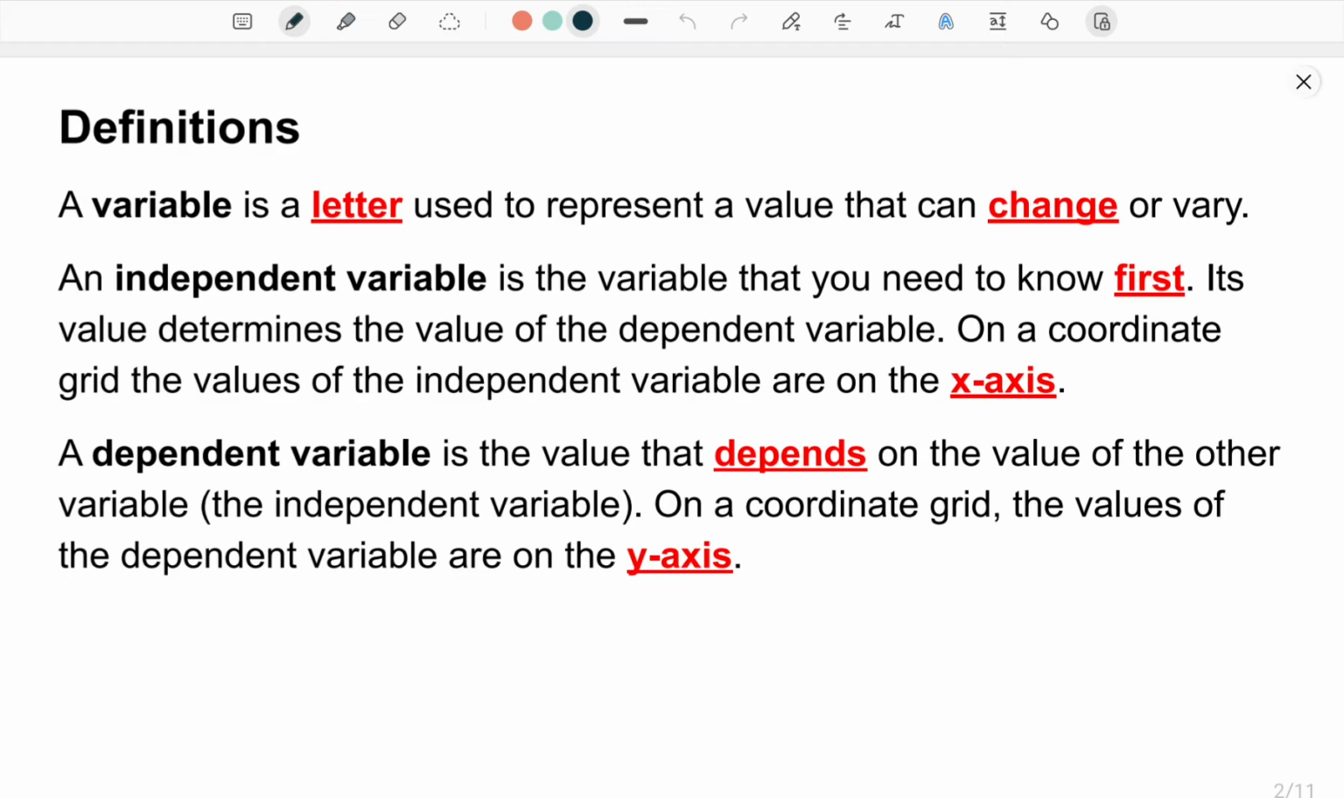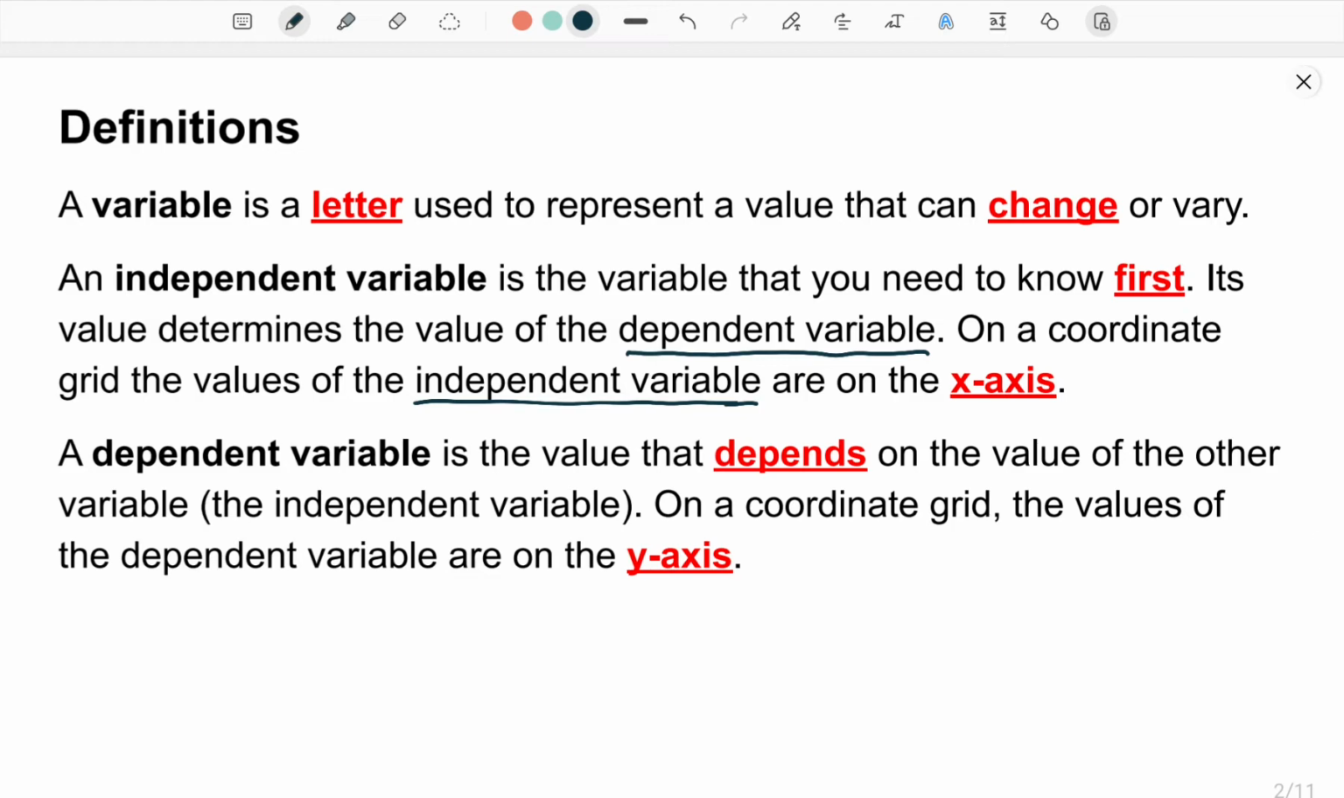All right, next we have an independent variable. So what is an independent variable? That's the variable you need to know of first. That's kind of your starting point. And it's the value that determines the value of the dependent variable. So dependent variable, that's what is affected or changes based off the original first variable. And on a coordinate grid, so on a graph, the values of the independent variable are the ones that go onto the x-axis, and that's going to be very important.